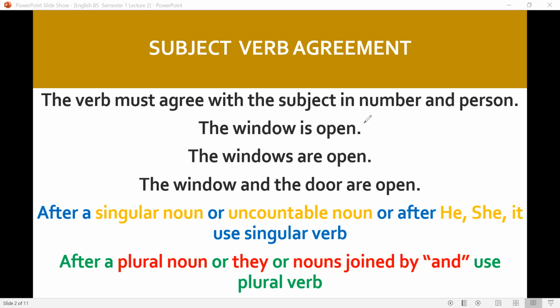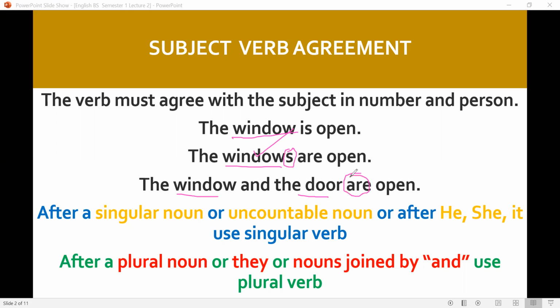The verb must agree with the subject in number and person. The window is open. Simple. Window is singular. The windows are open. Simple, as in s, it's plural. The windows and the door are open. Now, window is singular, door is singular, so why is this plural?